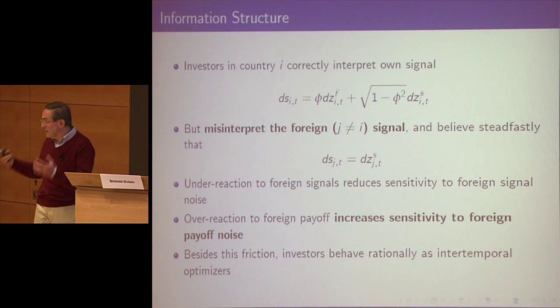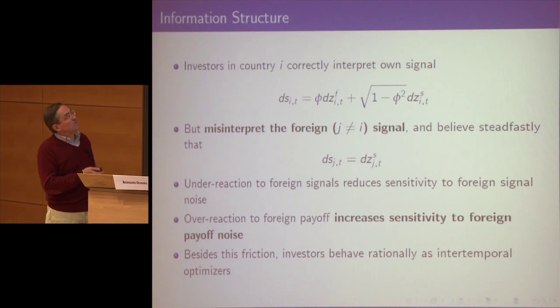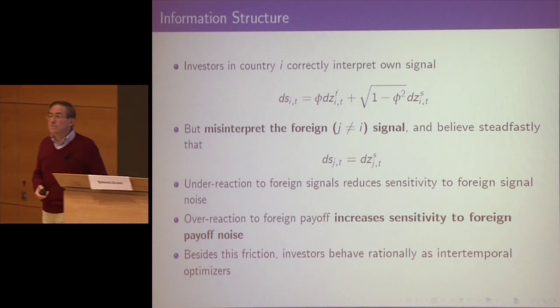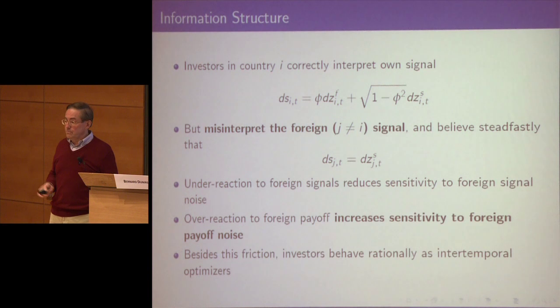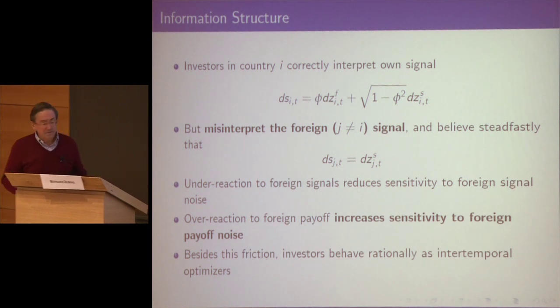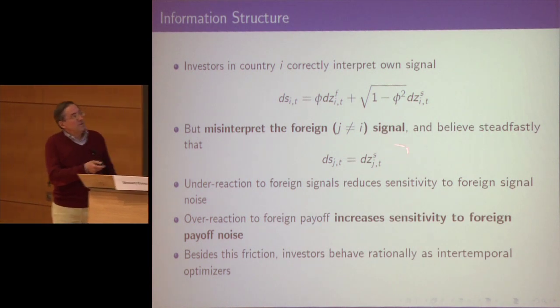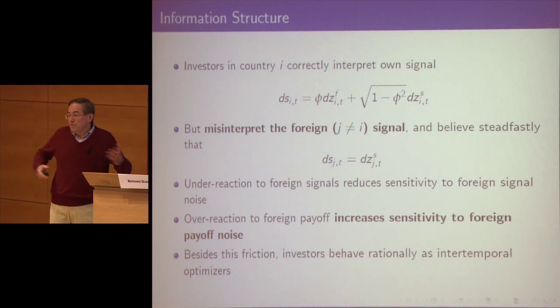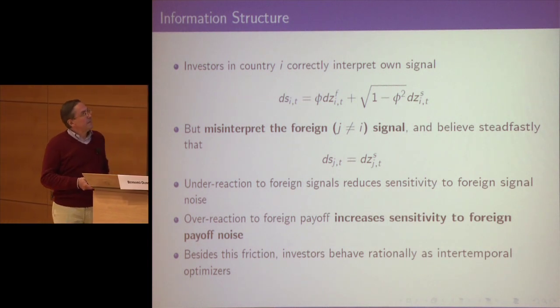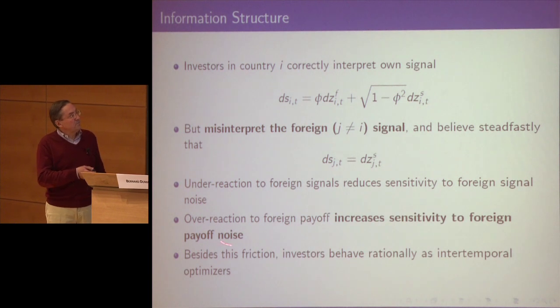That is, they will do their filtering, their statistical estimation, taking into account the correct value of this correlation coefficient phi. But for the foreign country, when j is different from i, they will imagine incorrectly that the signal is pure noise. It's a pure Brownian. And so that's the assumption under which they will do their filtering, their estimation. Because they think the foreign signal is pure noise, they will underreact to it, right? They don't take it much into account. And so they underreact to the foreign signal, and this will cause them to overreact to the foreign output.